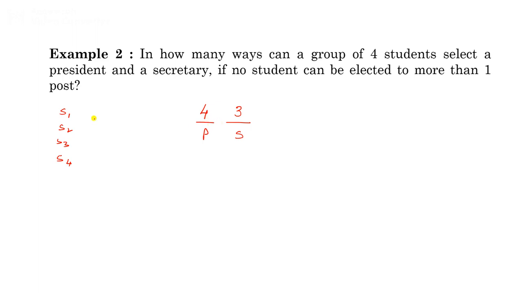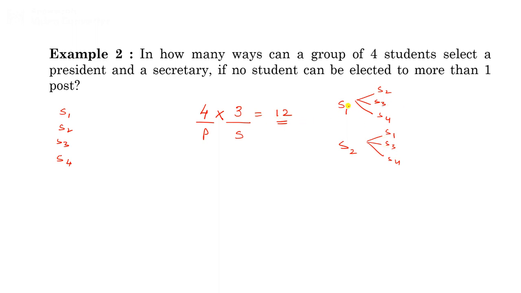Now look at this. Suppose in the first place we select S1. So for S1 we have 3 choices for the secretary, that is S2, S3 and S4. Similarly, if you choose president as S2, then again we have 3 choices, S1, S3 and S4. Similarly, you can write 3 choices for S3 and S4 also. It means for each of these events, we have 3 choices for the selection of secretary. That's why we will apply the product rule. So the total number of ways we can select president and secretary is given by 12.